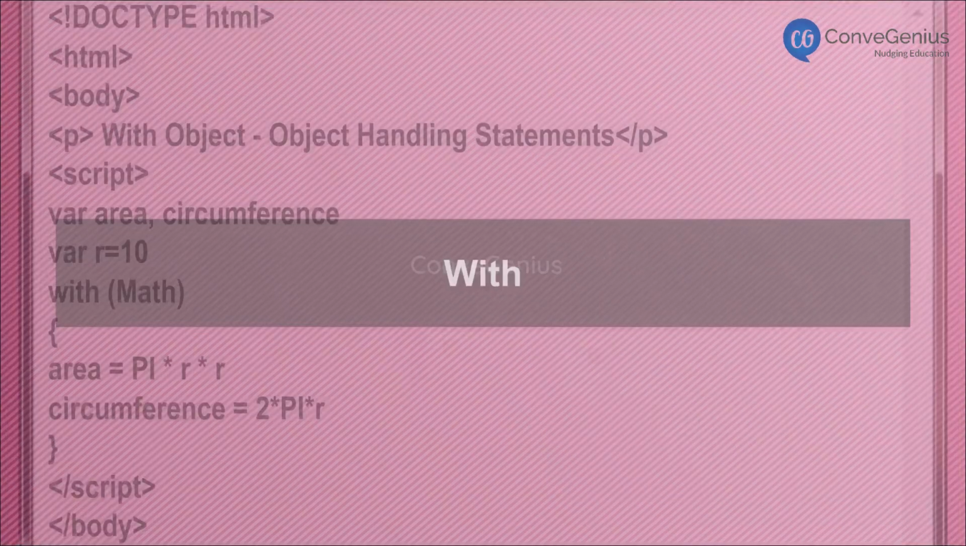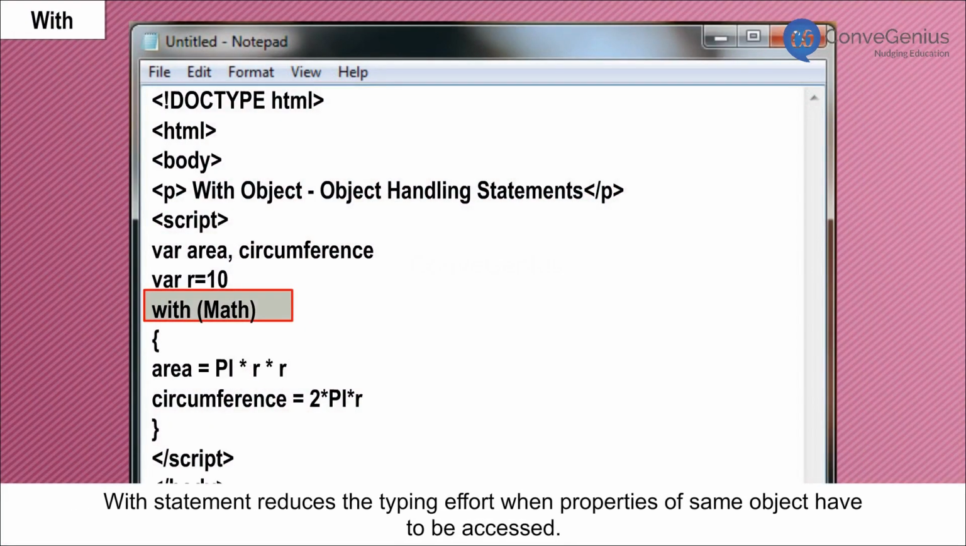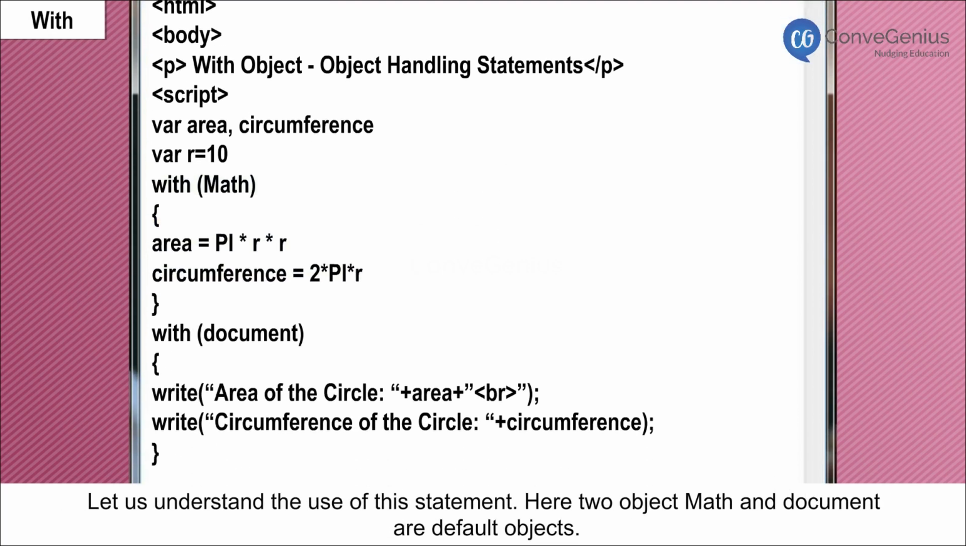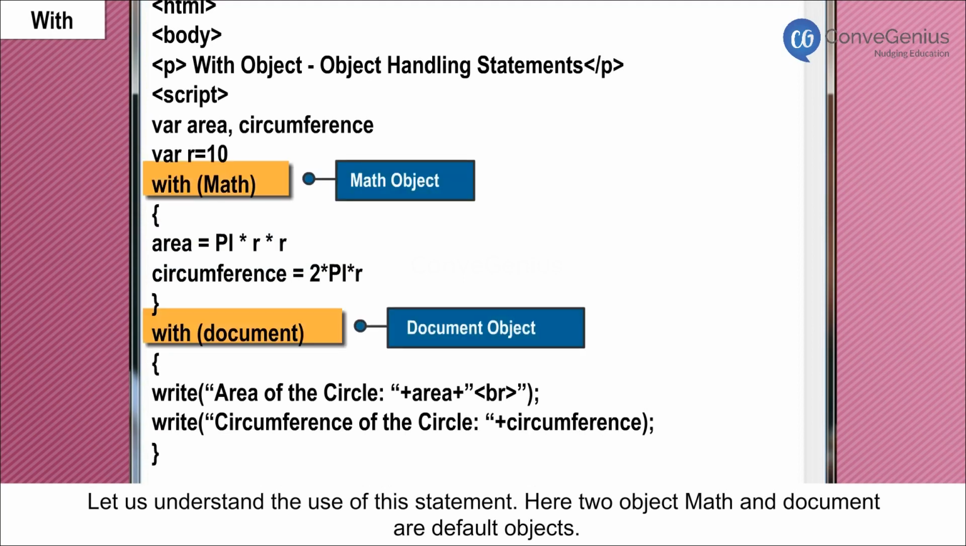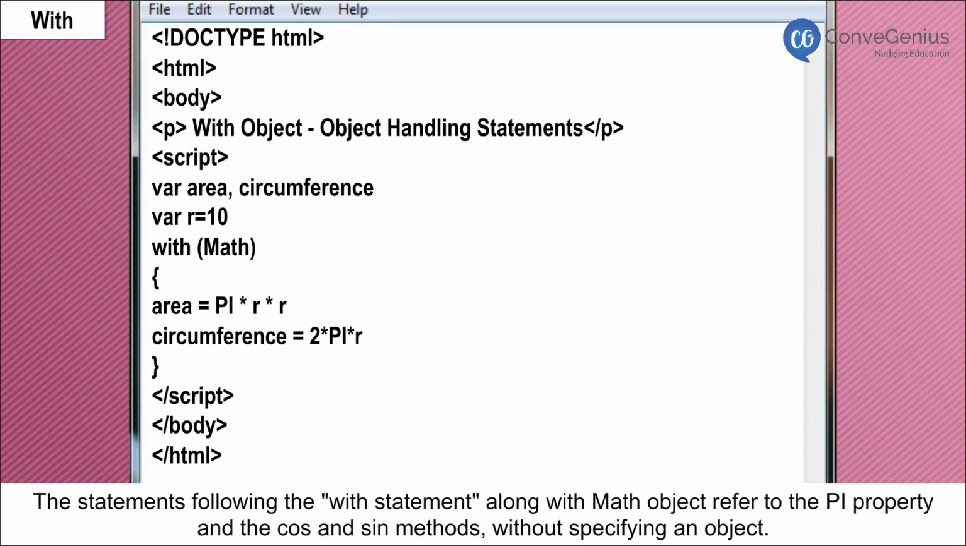With. The with statement reduces the typing effort when properties of the same object have to be accessed. Let us understand the use of this statement. Here, the two objects Math and document are default objects. The statements following the with statement along with the Math object refer to the PI property and the cos and sin methods without specifying an object.